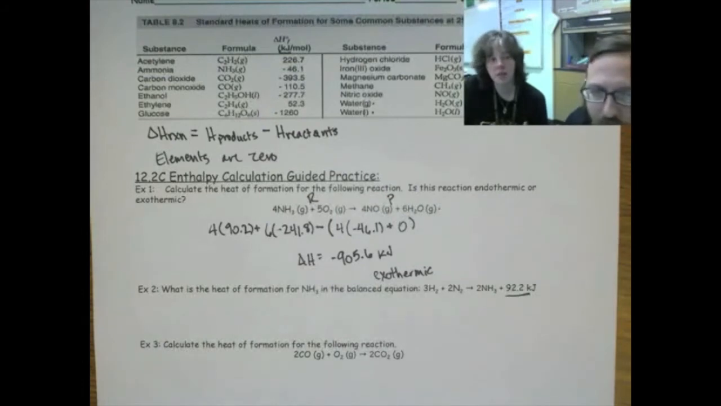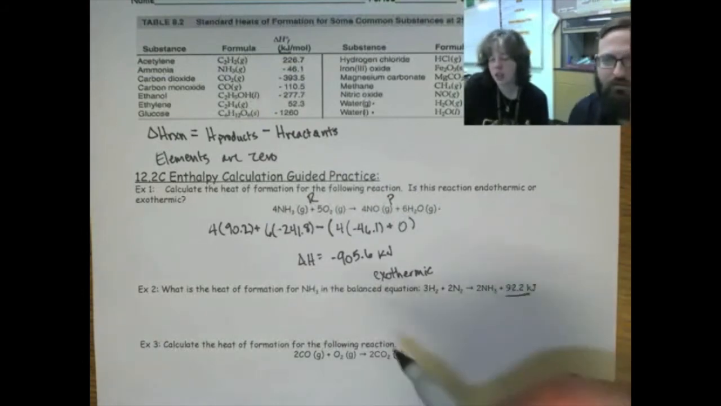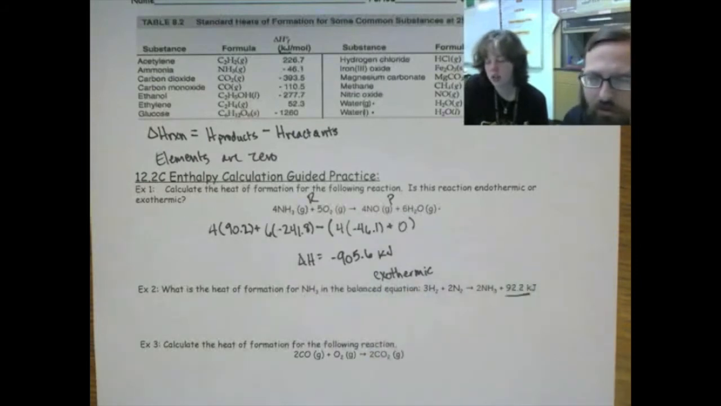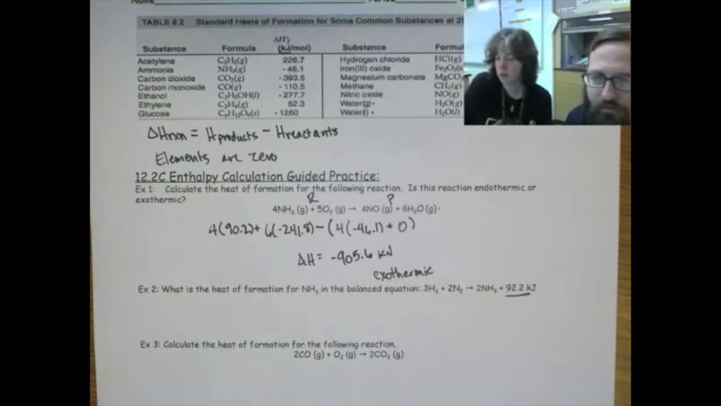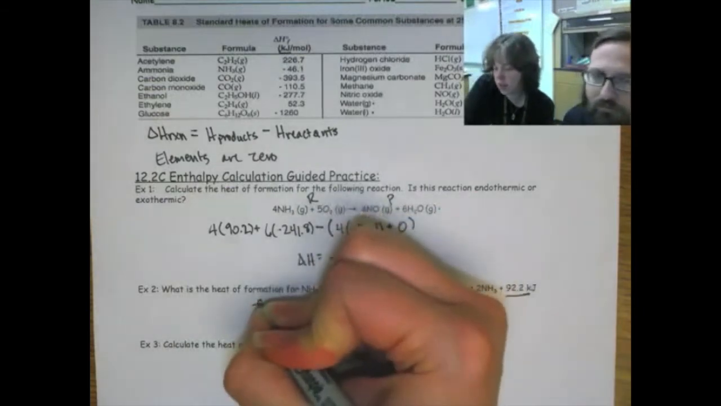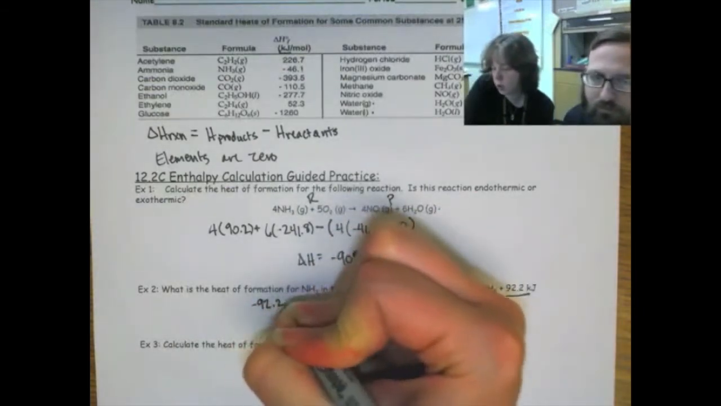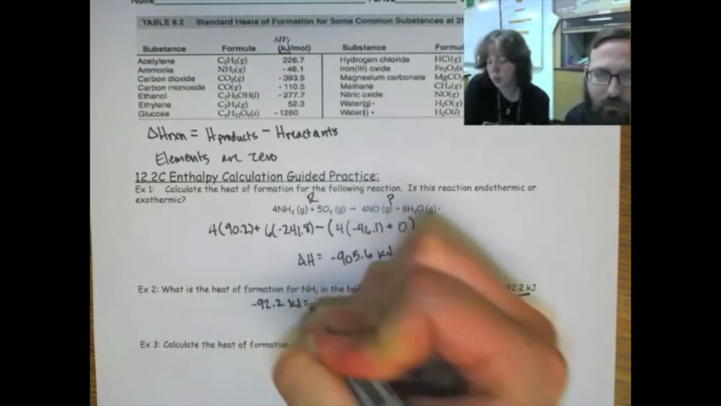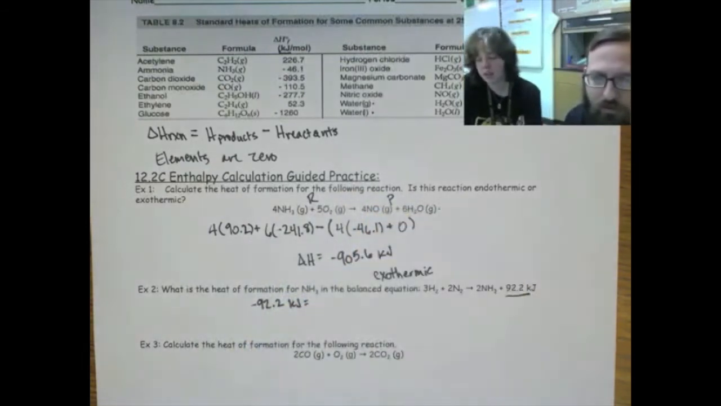Giving it off. And what did we just say needed to be our sign on H if we were giving off energy? Negative. So we're going to have negative 92.2 kilojoules is going to equal our products minus our reactants, just like we just did.